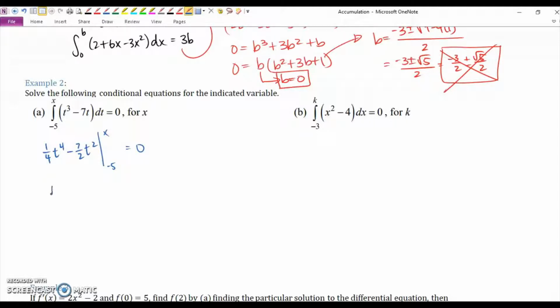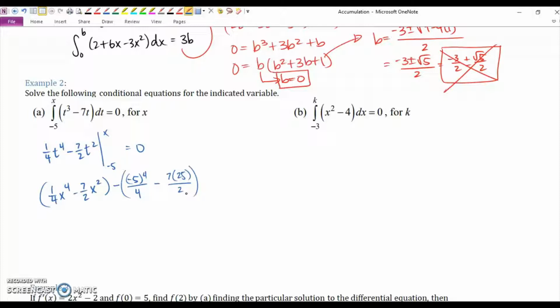I'm going to plug in an x. I'm going to get 1/4 x to the 4th minus 7/2 x squared. And then all of that minus, when I plug in a -5, and that is going to be some huge number. How about -5 to the 4th? Same thing as 5 to the 4th over 4. Minus 7 over 2, that's 25. So 7 times 25, I believe, over 2. So there's that.